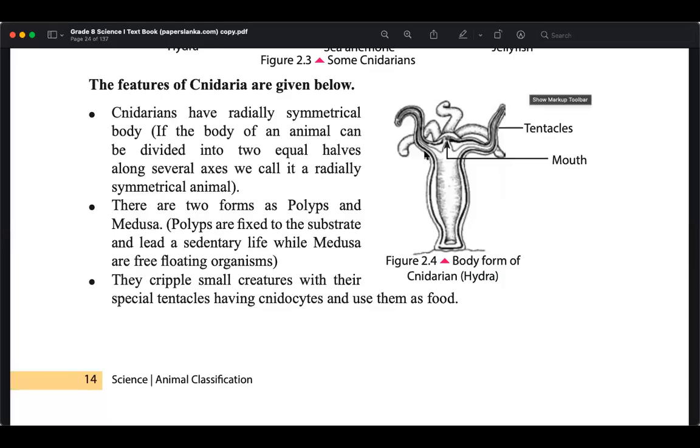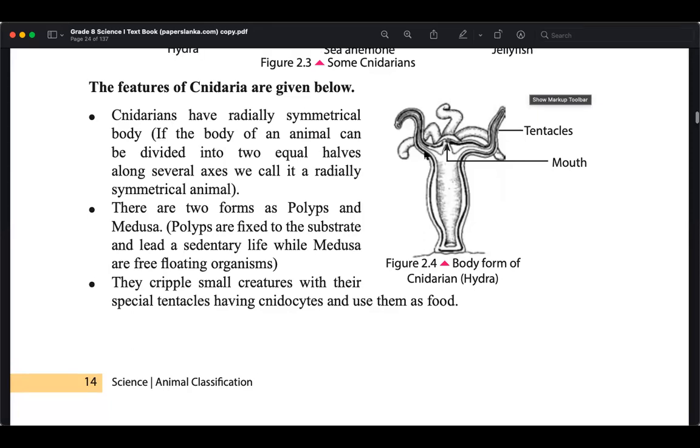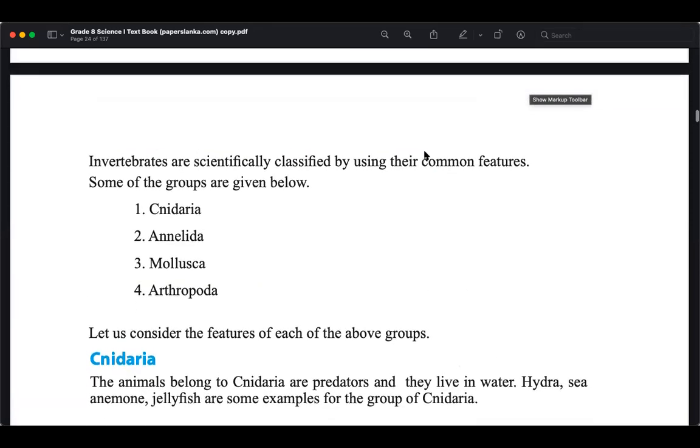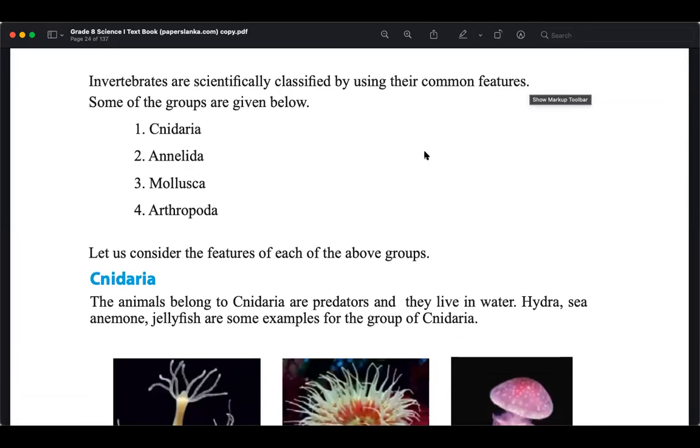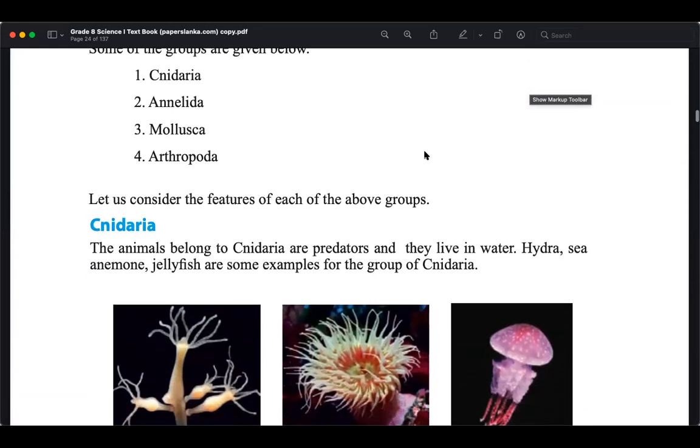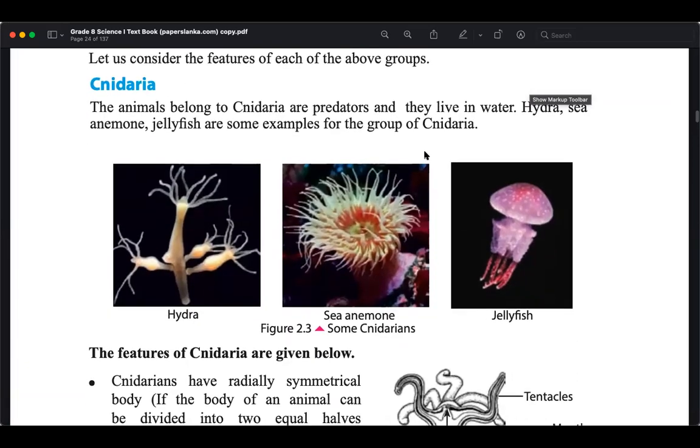Okay, we were discussing different categories of animals, and especially different categories of invertebrates. Under that, Cnidaria. We just discussed that category, where most of them are basically predators that depend on other insects, other animals, and especially small insects.